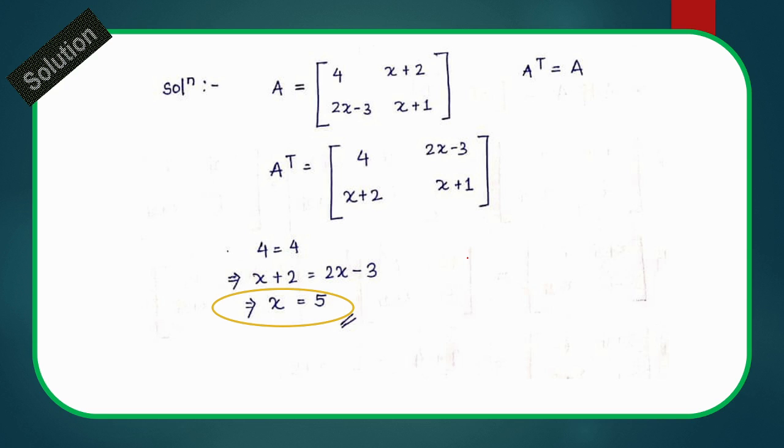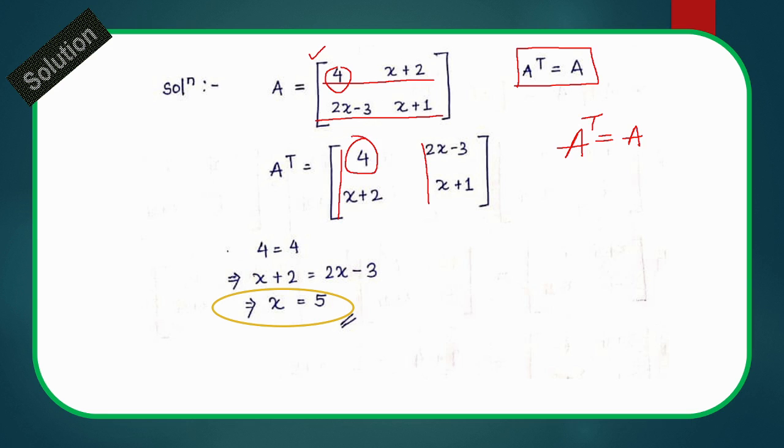Coming to the solution of the question, here A is given as a symmetric matrix. As you saw earlier, for a symmetric matrix, A transpose equal to A. We need to transpose this matrix. The first row will be written as the first column and the second row as the second column. Then A transpose equal to A, so we have to equate those elements. 4 is already 4.